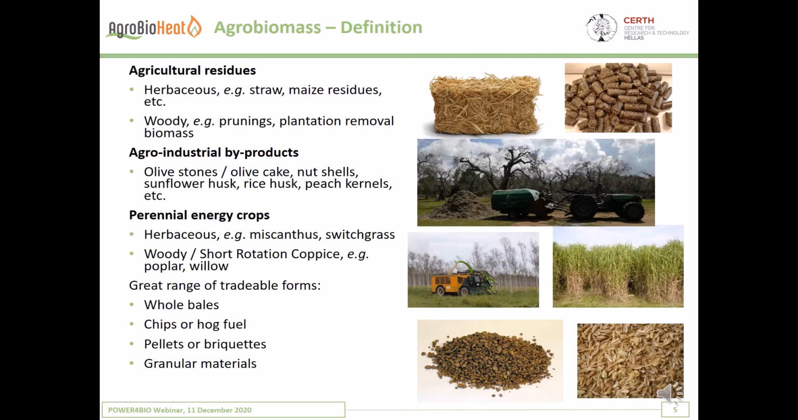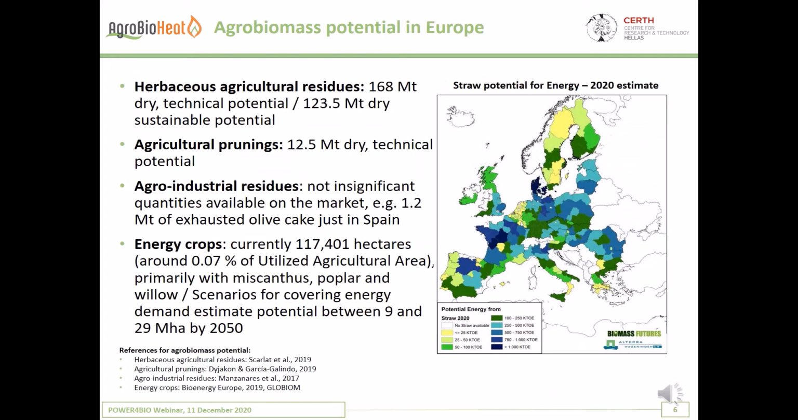Apart from the great variability in origin, agrobiomass can be found on the market in a great range of tradable forms: either whole bales, as chips or hog fuel, pellets or briquettes, or some kind of densified material, or even in some cases as a granular fuel in itself, like is the case with olive stones or rice husk. No matter its origin, the main reason why it is worth speaking about agrobiomass is its huge potential in Europe and of course all over the world.